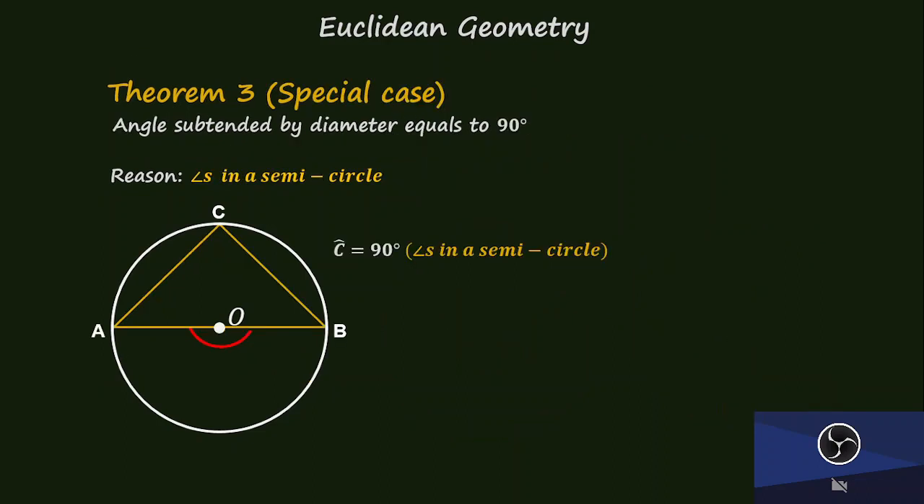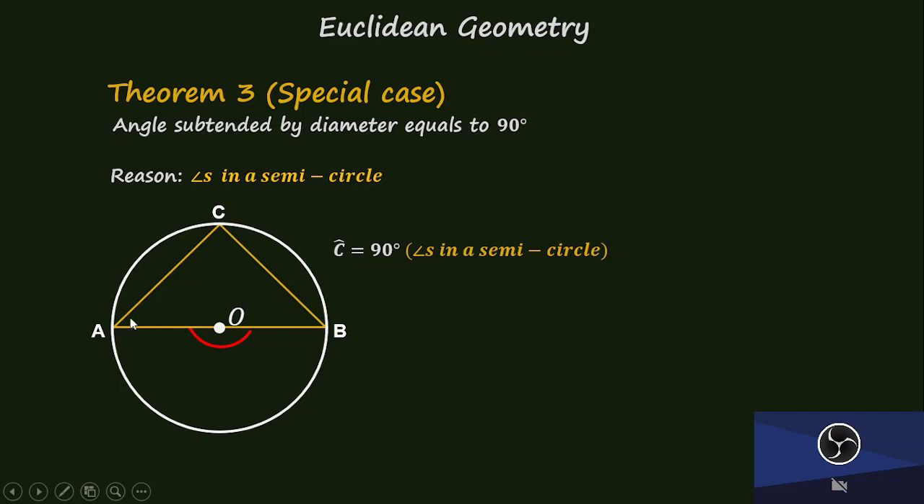Let's look at the special case of this theorem. The special case of the theorem is when you've been given a diameter of a circle, right? We said the diameter is any line that passes through the center, goes from circumference to circumference. This is a special case. We call it angles in a semicircle. An angle subtended by a diameter at the circumference is 90 degrees.